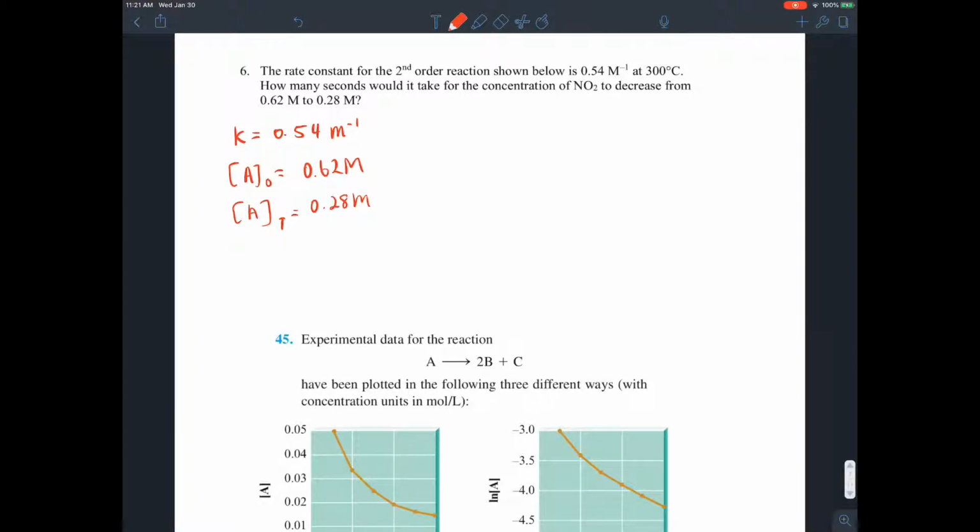Now, this particular question is asking us how many seconds would it take for the concentration to go from that to that. Because that's asking for time, we can write down the second order integrated rate law and solve for the variable that they're asking for. Since we've already determined the variables that are going to be used in this equation, it should be fairly easy to plug and chug and get this answer correct.